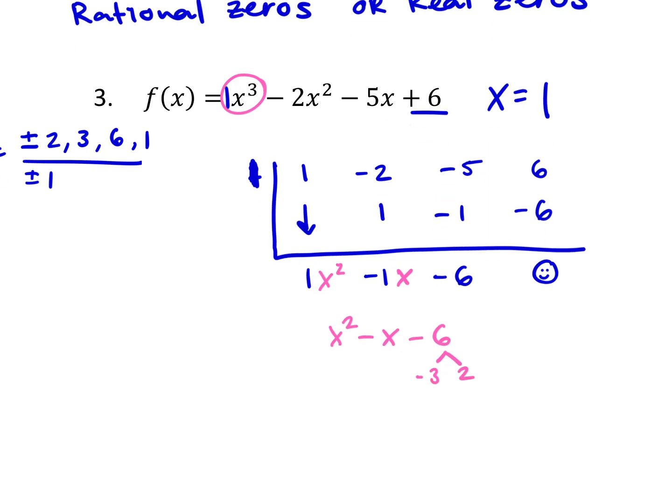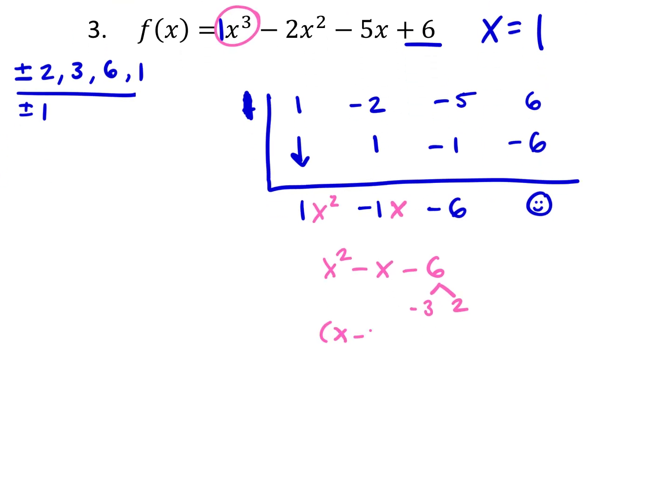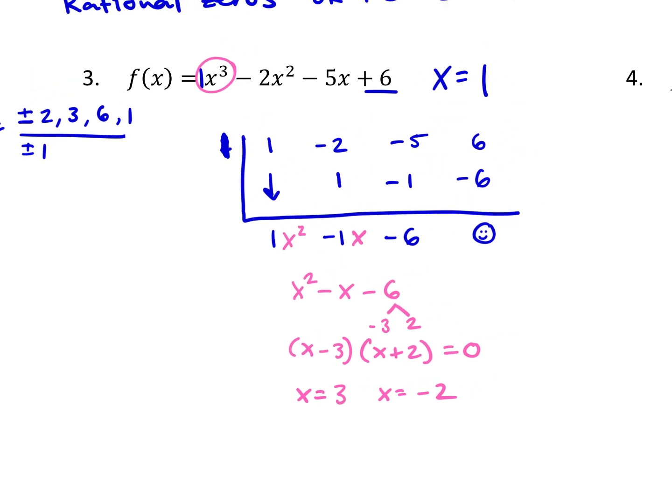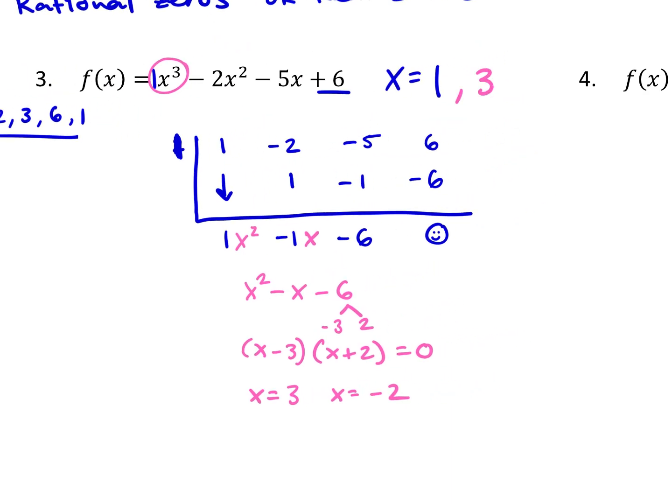-3 and 2. So we have x minus 3 and x plus 2 equals 0. Set them both equal to 0. What do we get for x? X equals 3 and -2. Perfect. So I'm going to add those to my list. We have 1, 3, and -2. So these are 3 solutions.